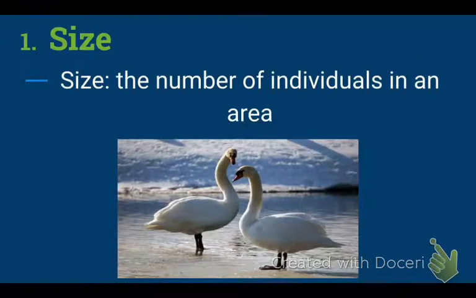So size. Size is the number of individuals in an area. So what is the population of this particular spot right here of these swans? Well, the population would be 2 because there are 2 swans, in fact, standing there. Now, again, remember, when you look at the size, we are only talking about that particular species. So if I'm going to find out the size of population of ants in my backyard, I'm only going to look at ants. I'm not going to look at the spiders and whatever else is back there. So size is pretty simple. And then later we'll look at how we count that.